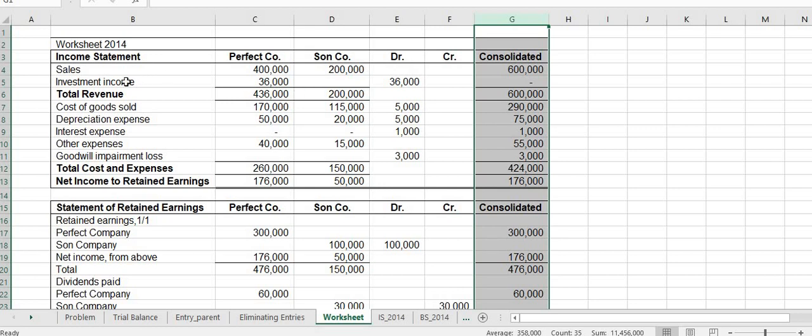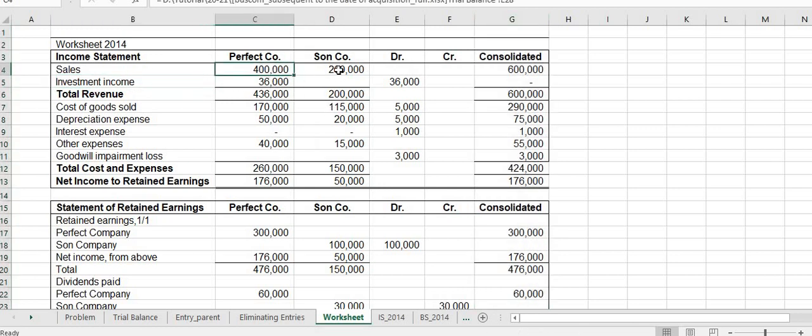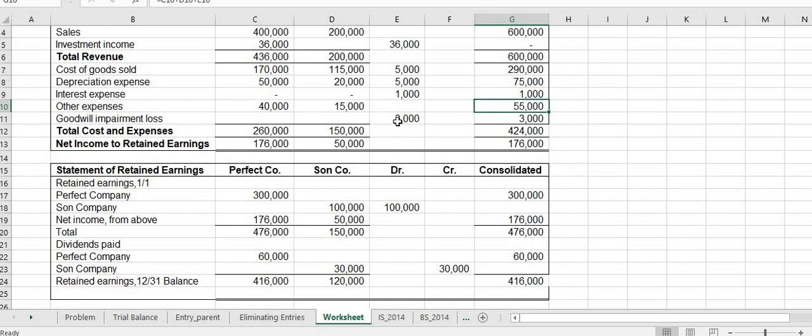So, let's start with the income statement. Yan siya. So, we have sales of 400 and 200. It's actually 600,000. Yung investment income natin, i-eliminate man siya. So, consolidated, wala na. Okay? Yung cost of goods sold natin, we have 170 plus 115 plus 5 na amortization. Yung sa inventory, it's actually 290,000. Yung depreciation natin, that's 50 plus 20 plus 5. This is actually the amortization of the expense in the building. That's actually 75,000. You have interest expense of 1,000. That's actually the amortization of the discount on bonds payable. We have other expenses of 40 plus 15. It's actually 55,000. And a goodwill impairment loss of 3,000.